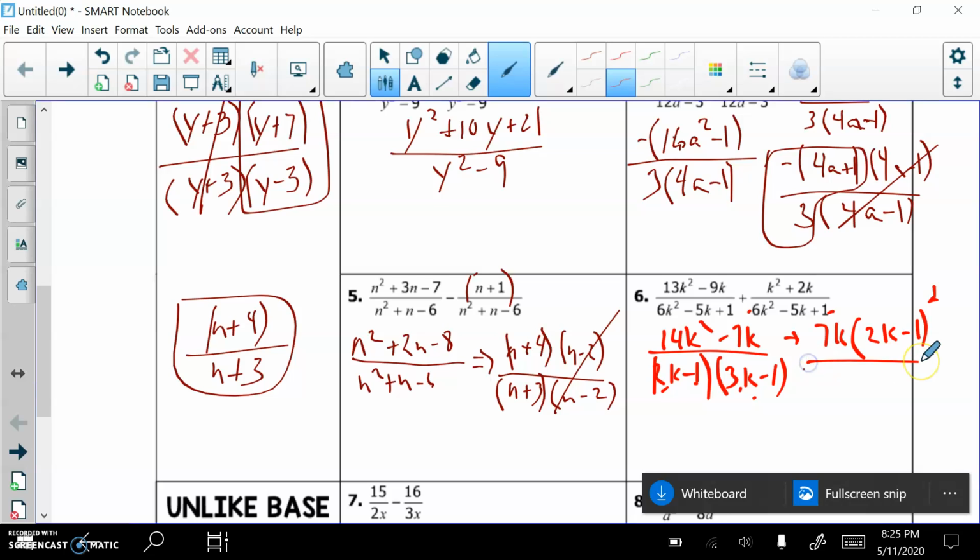So, anticipating patterns, especially when you're just starting something. Usually you're going to have something cancel, and we do. And so my final is 7k over 3k minus 1.